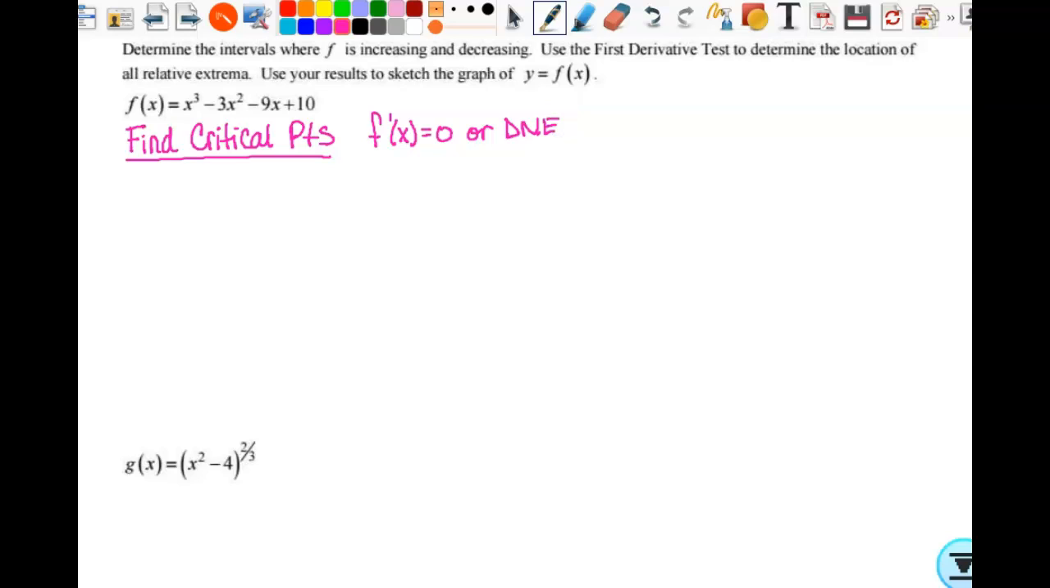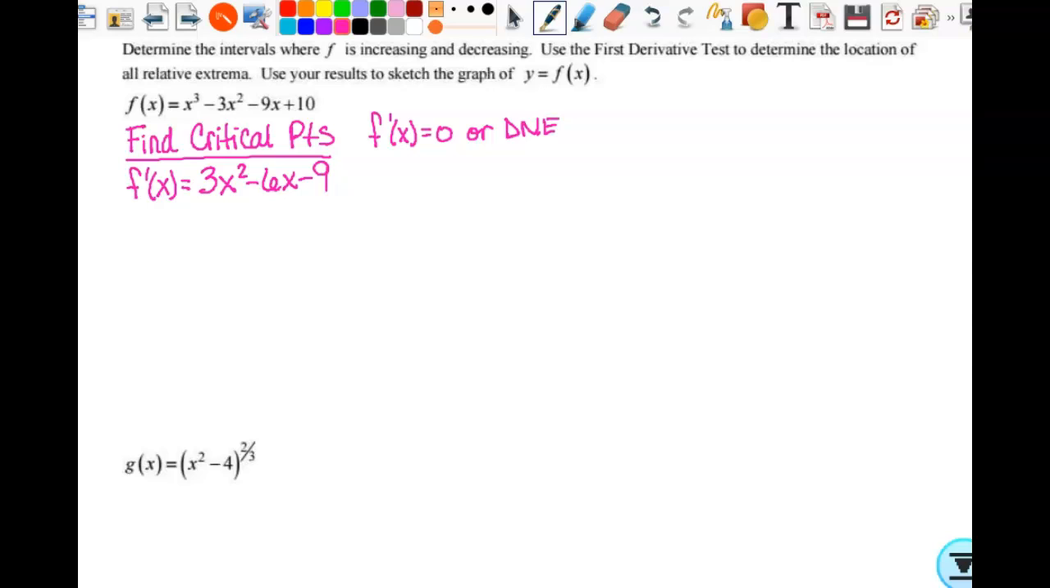If I want to find when f prime is 0 or does not exist, I probably need to find f prime. Would you agree with that? Okay, so we're going to find f prime. So f prime of x equals. So I'm going to take, is this derivative going to be fairly simple? Yes. So this just becomes 3x squared minus 6x minus 9. So I found f prime. I want to figure out when it's 0 or when it does not exist.